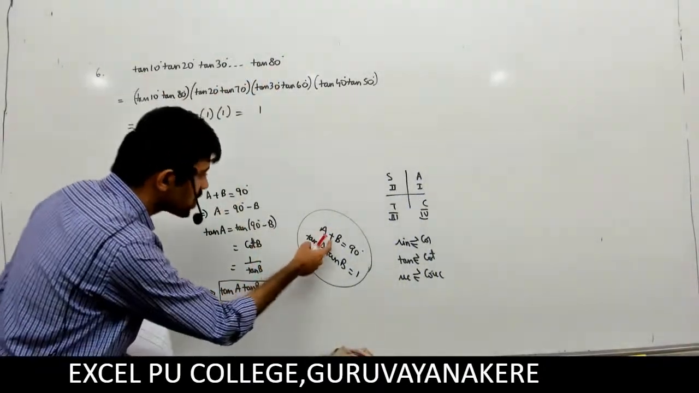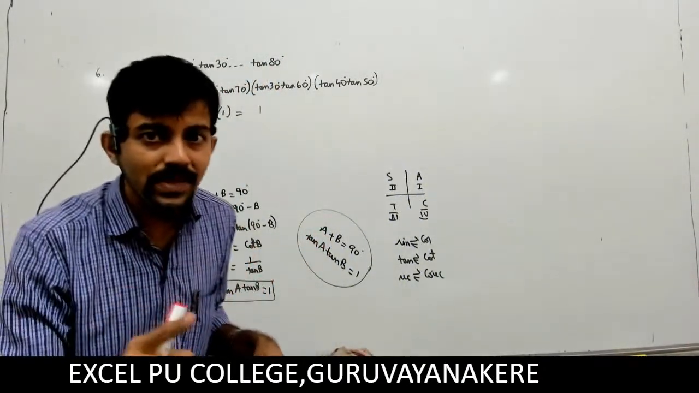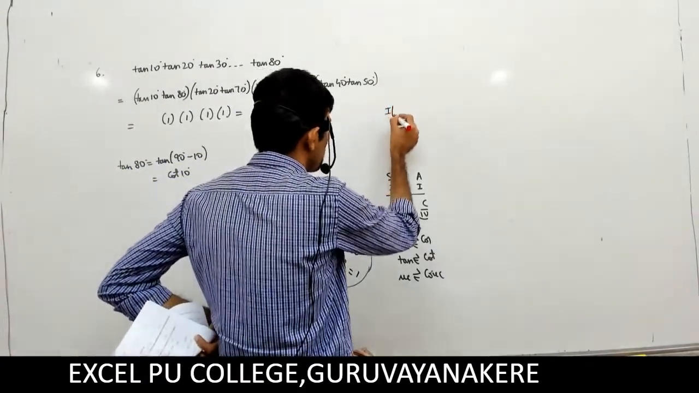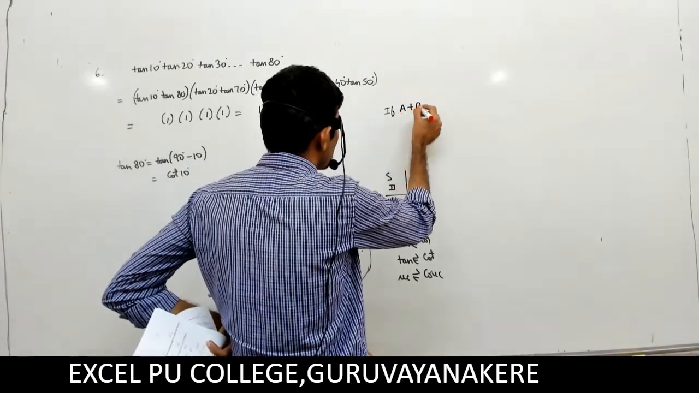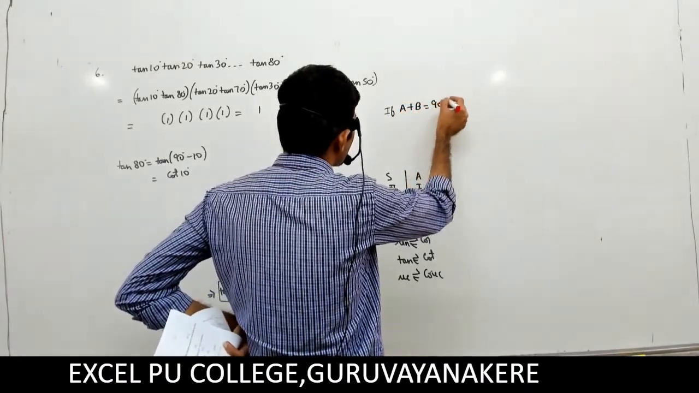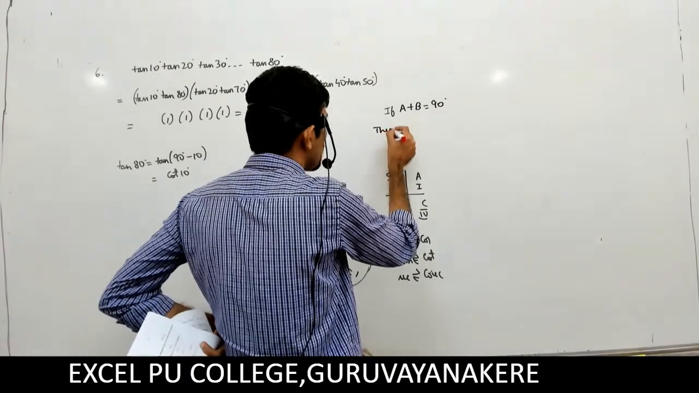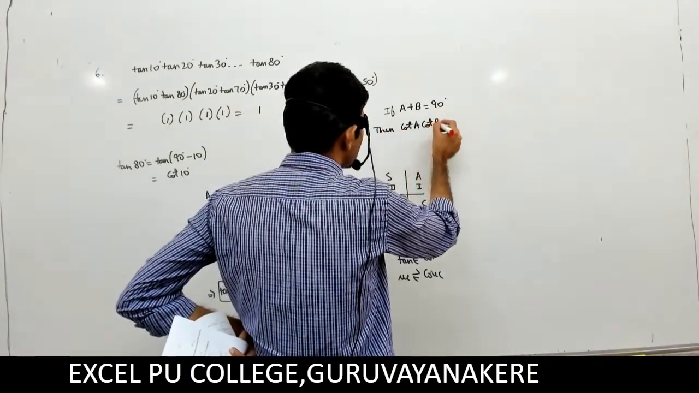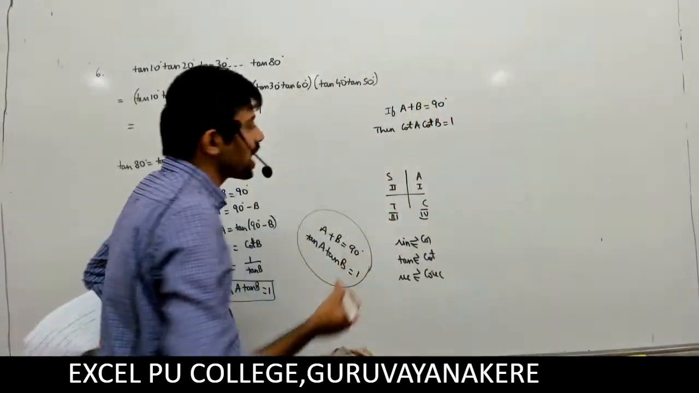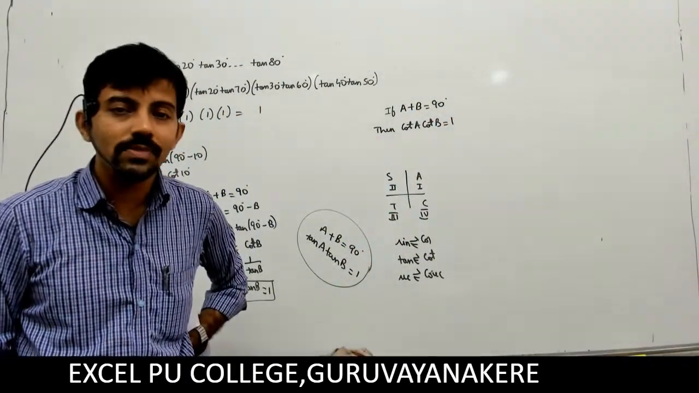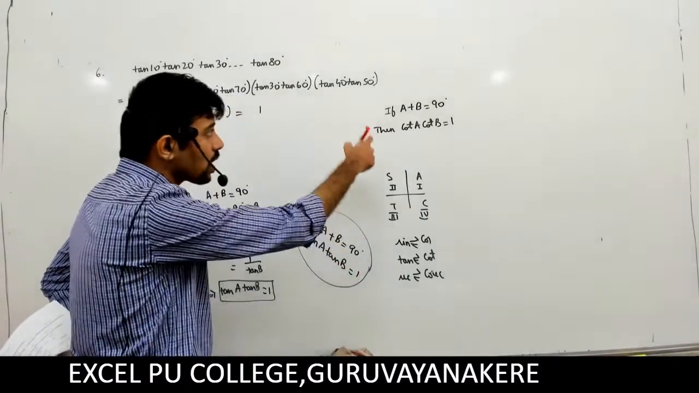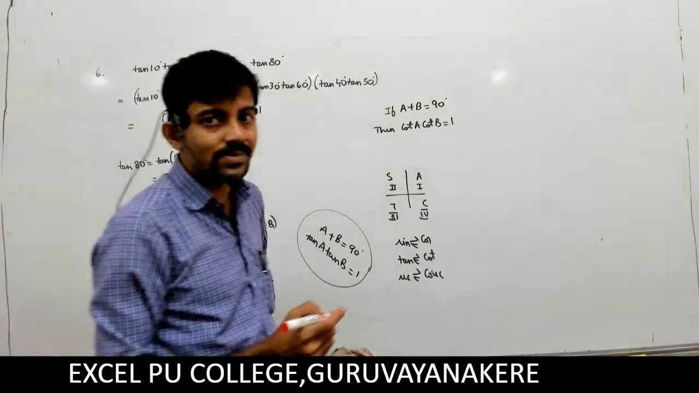Even this result holds for the cot function also. If A plus B is 90 degree, then cot A into cot B is also 1. We can prove it also. If A plus B is 90, tan A into tan B is 1, and cot A into cot B is also 1.